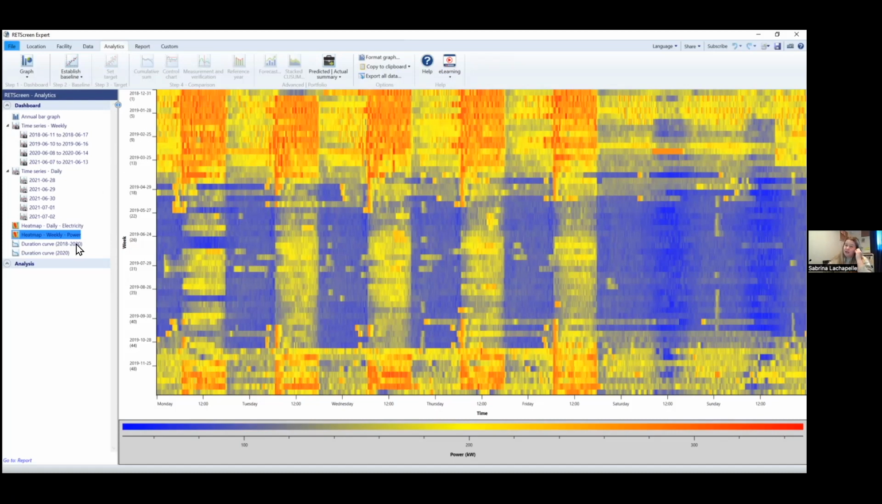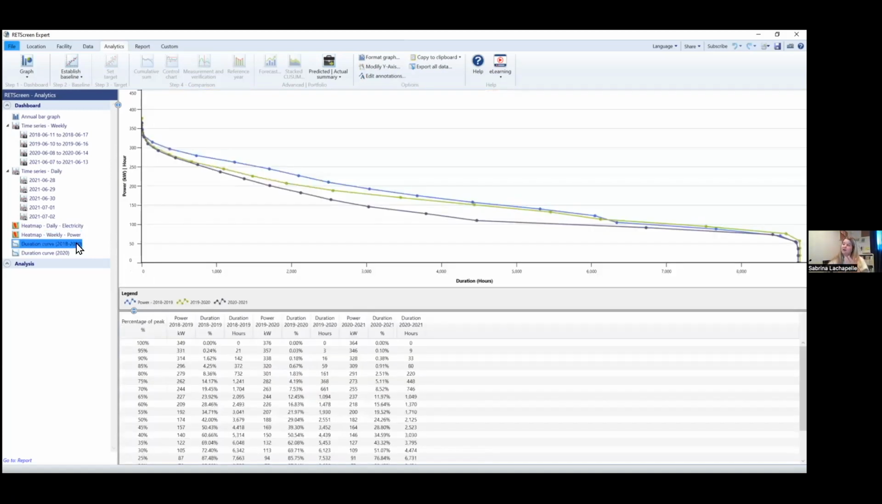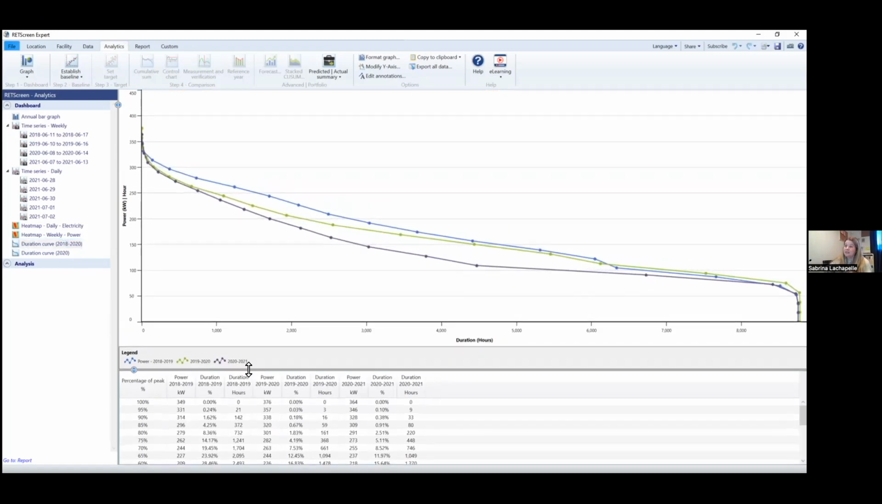And finally, the last graph that we have added is a duration curve. The duration curve is an analysis that is really interesting when you want, for example, to be looking at the power, so how much power you are using throughout the year, in order to make some measures in order to reduce the peak in your facilities.